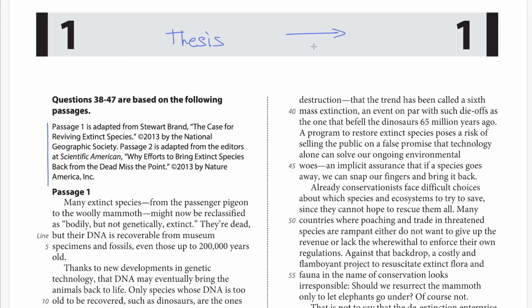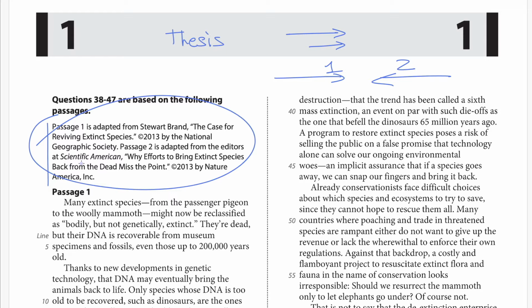Usually the second will support the first one, or in many cases, the second one is going to be opposing the first one. Okay, and in this case, we're going to see the second passage is going to be opposing the first one. So let's get started. Remember, the first thing you got to do is read this introduction. Very, very important to read this. Okay, so let's get started.